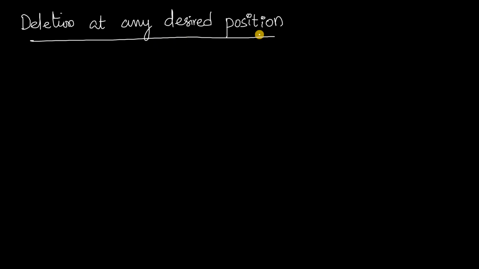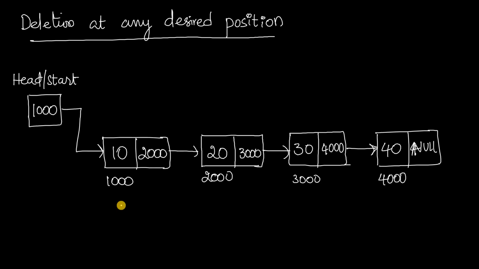Okay. And the next one is deletion at any desired position. Take this example. Here I have 4 nodes. This is the first node, second node, third one and fourth one, right? Now I want to delete a node at any desired position. Already we have discussed how to delete the first node and how to delete the last node. Now we will learn how to delete a node in the middle. So I can remove either the second node or the third node. You can remove any node.